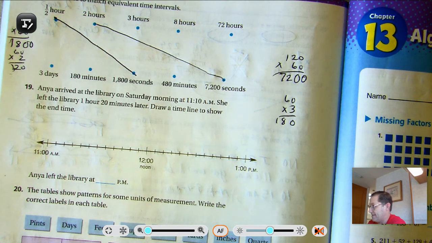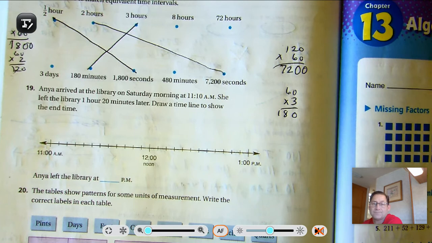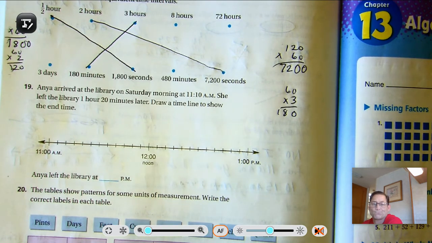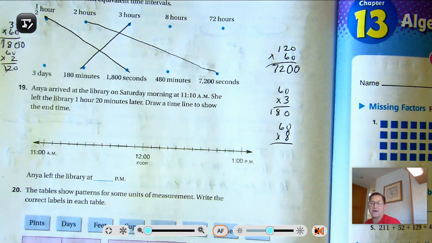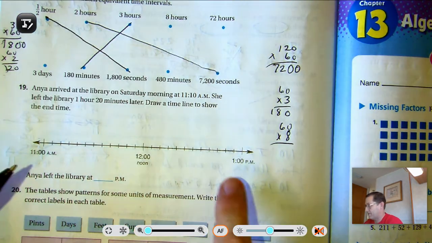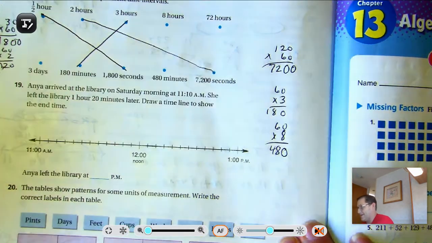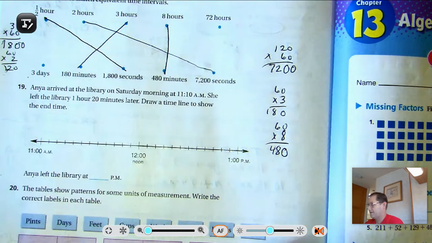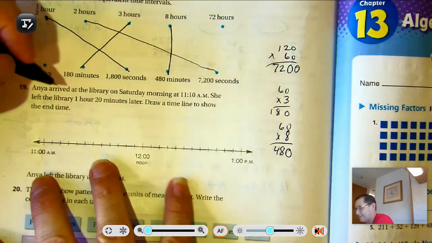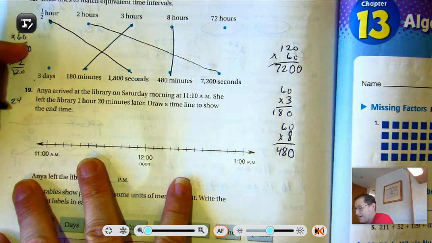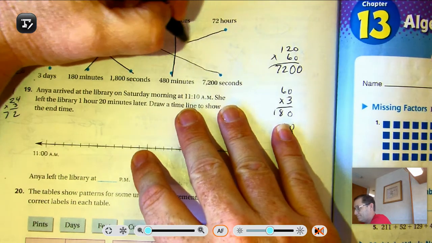3 hours. 3 hours times 60 is 180 minutes. 8 hours. 8 times 60, 60 minutes in an hour. I only have minutes and days left, so 8 times 60, 480. Yep. Well, we got one choice left, 72 hours. What's 3 days? 24 hours in a day for 3 days, 72 hours.